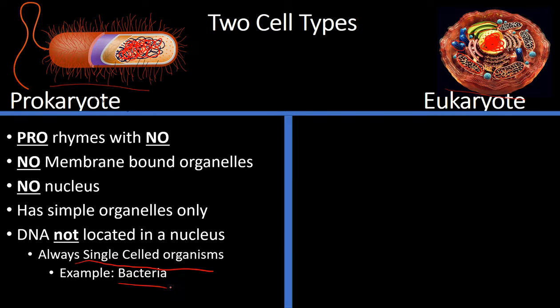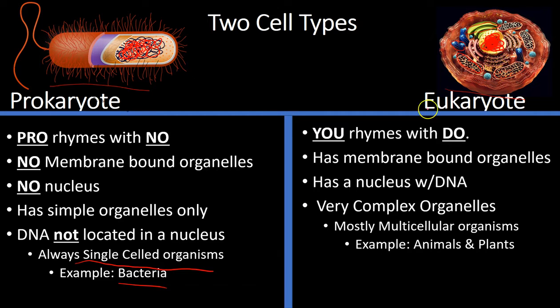Now, when we take a look at eukaryotes, eu rhymes with do. So eukaryotes do have membrane-bound organelles, and next week we're going to go over what exactly these organelles are. Eukaryotes do have a nucleus, and that's where the DNA is found. They do have complex organelles, which are the membrane-bound organelles. And they're mostly multicellular. There are a few single-celled eukaryotes, but mostly think of multicellular organisms such as plants and animals.